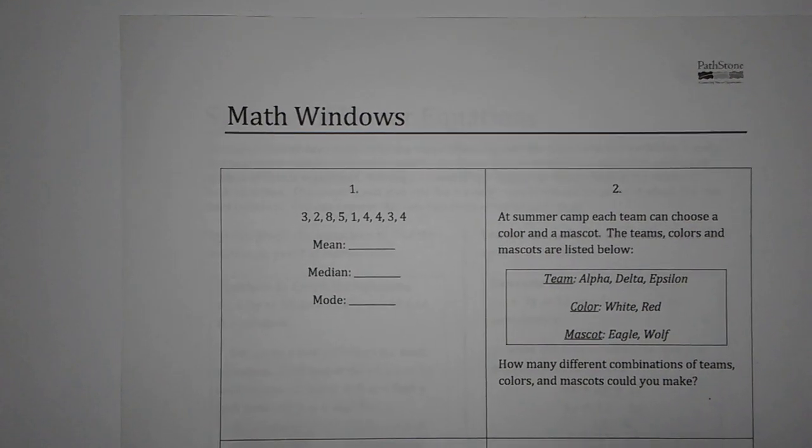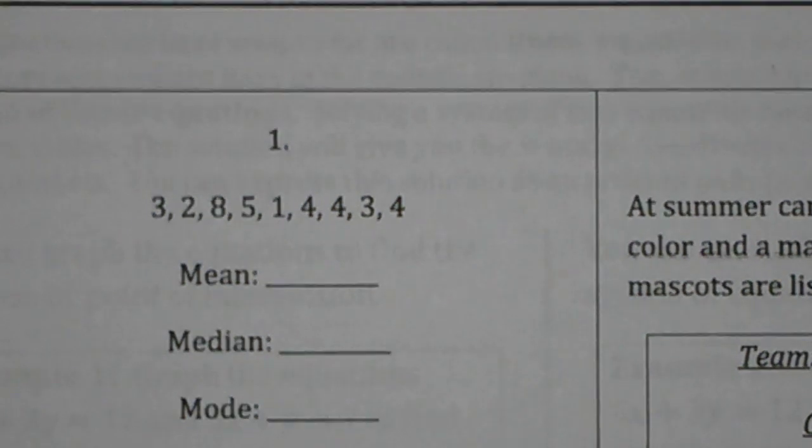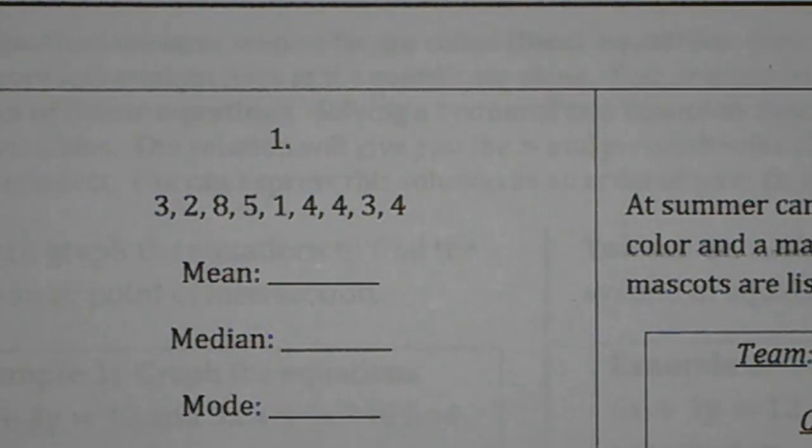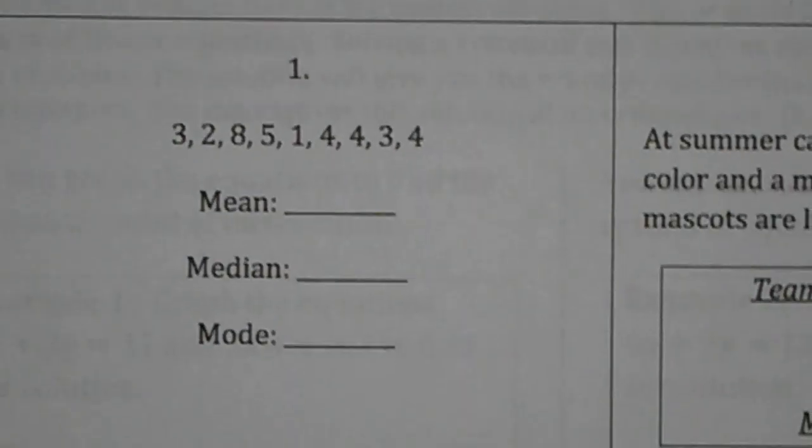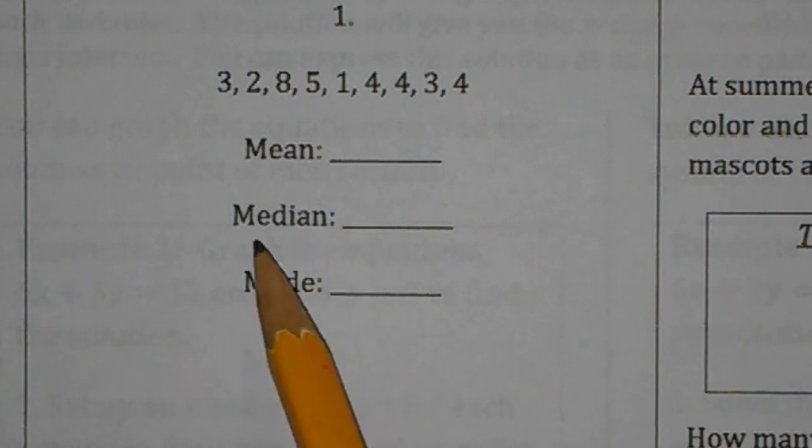Okay, number 1. So they give us a list of numbers, and they're asking us for the mean, the median, and the mode. Okay, so which is which? Well, the mean, I try to remember that the mean is the meanest one, is the hardest one to find. Another word for mean is average. Well, we're going to skip that one for now, and we're going to do the median.